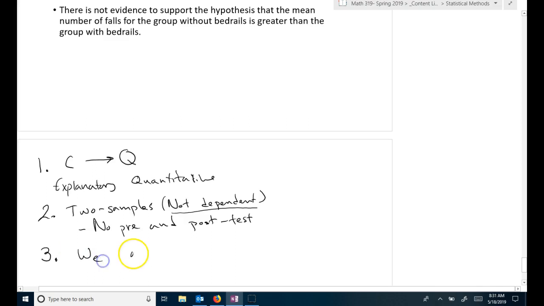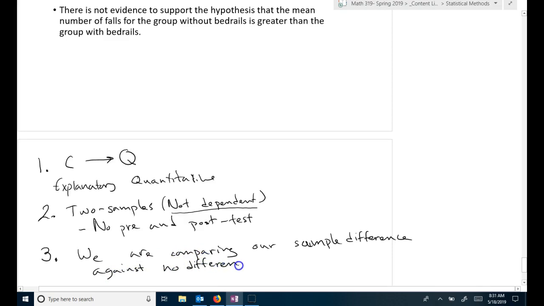we are comparing our sample difference against no difference. The bigger the difference that we get from the test, the more likely it is that we're going to reject the null hypothesis.